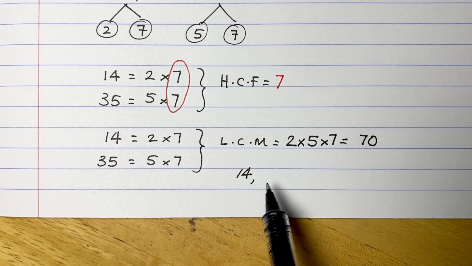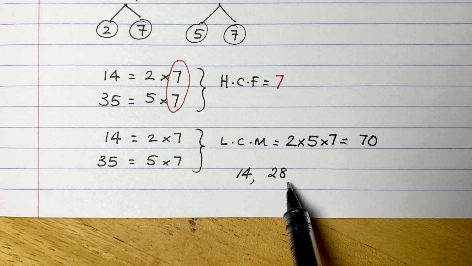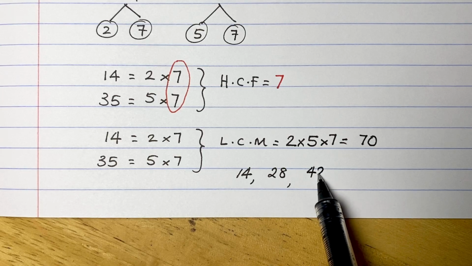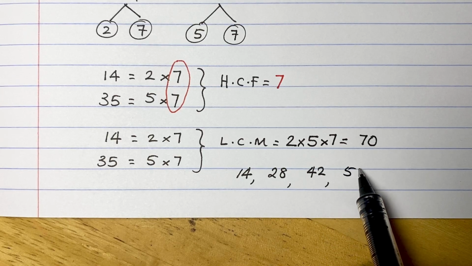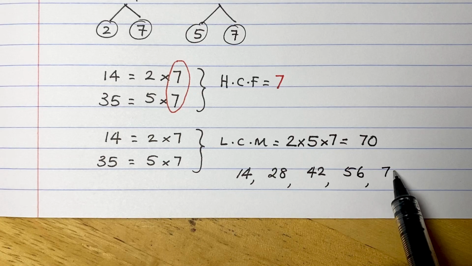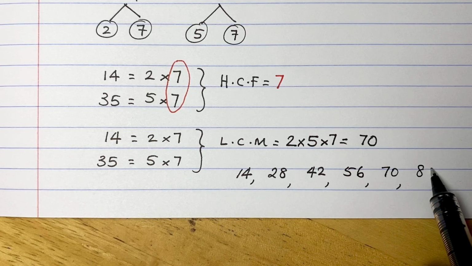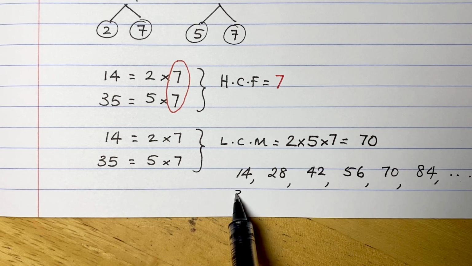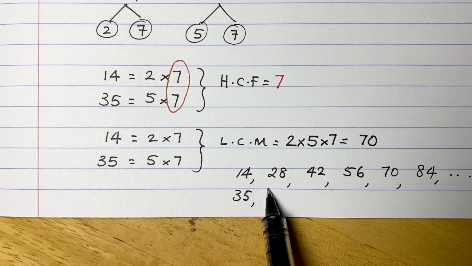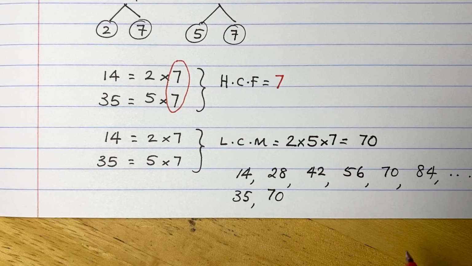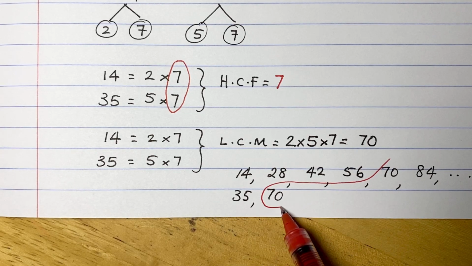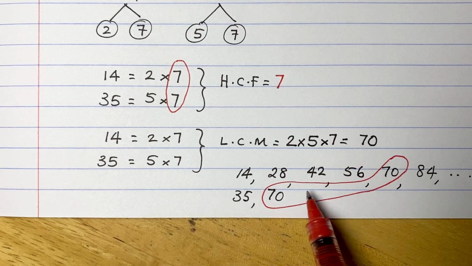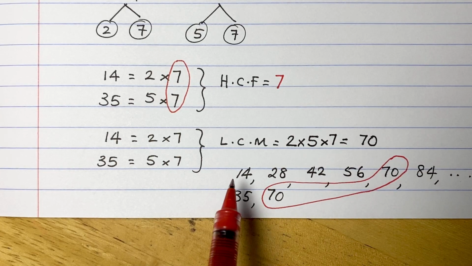If you list the numbers, you could have seen this as well. Multiples of 14: 28, 42, 56, 70, 84, and multiples of 35: 35, 70, 105, which again give you the same value of 70, which is the smallest common multiple of these two numbers.